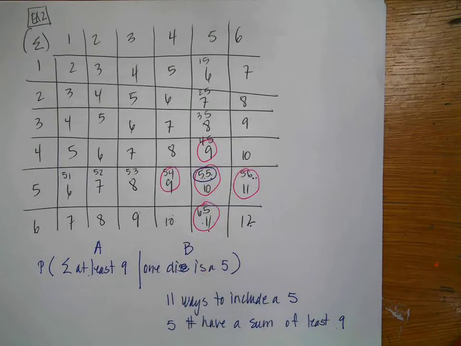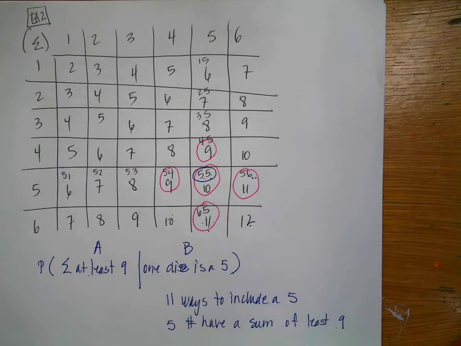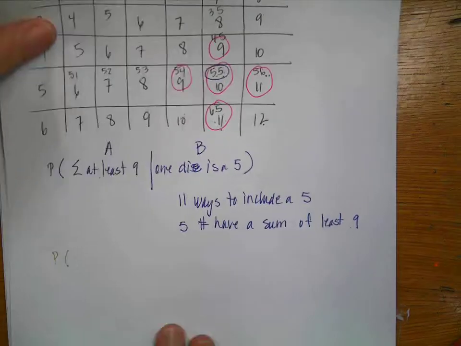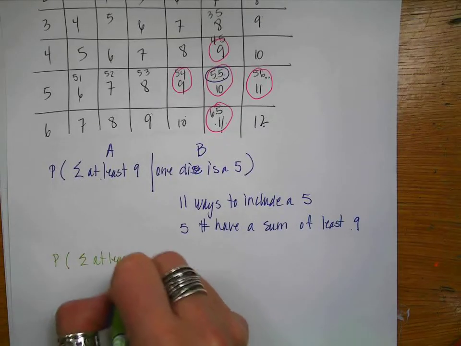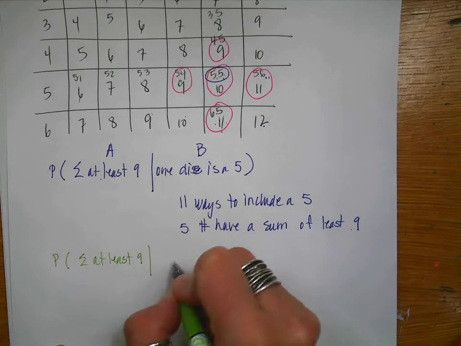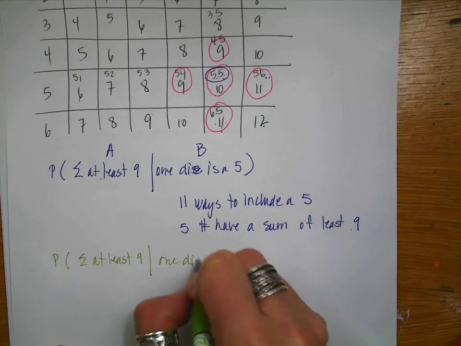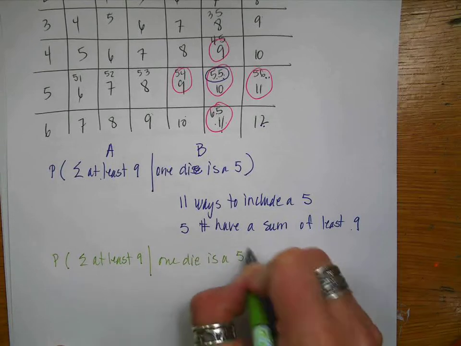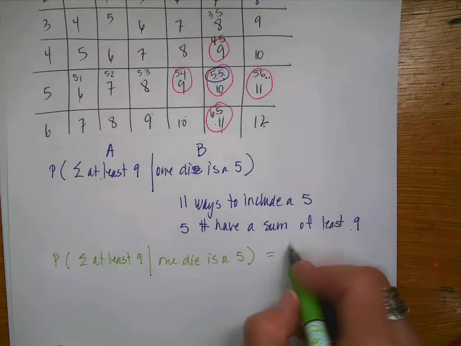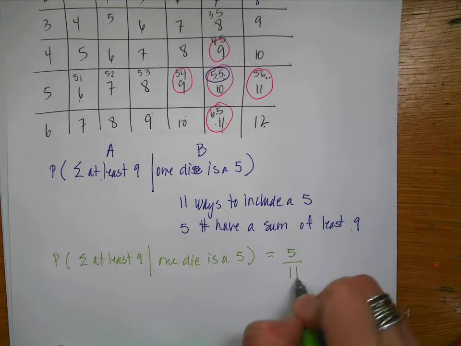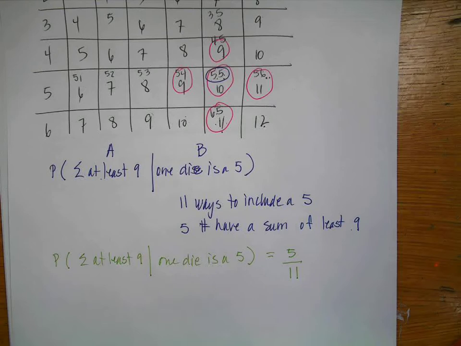So then, because we're looking at where the two things overlap, the probability of, can't see that, sorry, my bad, the sum is at least 9, given that one die is a 5, is going to be, here's our 1, 2, 3, 4, 5. There are 5 out of 11, okay?